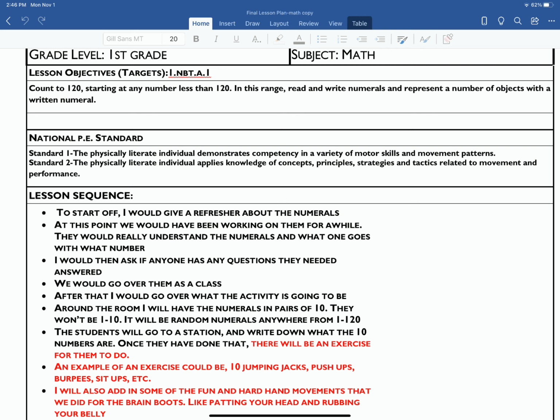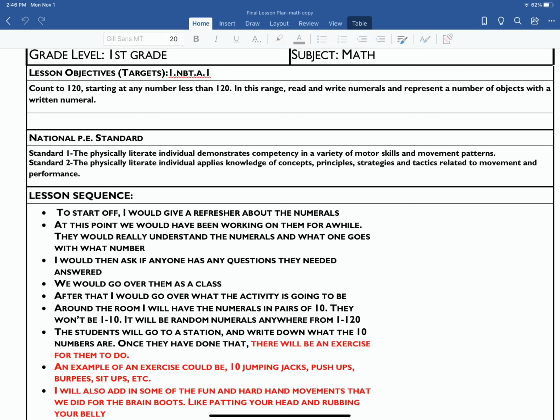Now, going on to my lesson sequence, or my lesson plan, I would just give a quick refresher with the numerals. This lesson would go for probably about a week, maybe even more. I feel like numerals is something that can be covered for quite a long time. So for this particular day, we would just give a quick refresher in the beginning. Like I said, we've been working on it for a while. They would really understand the numerals and what number pairs up with what numeral.